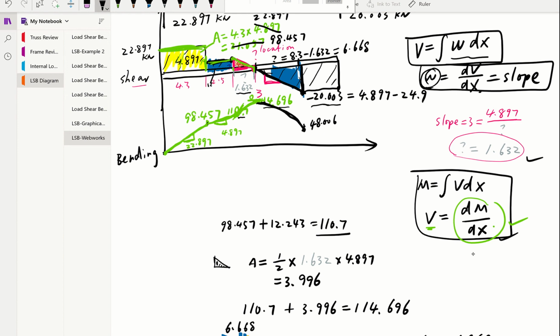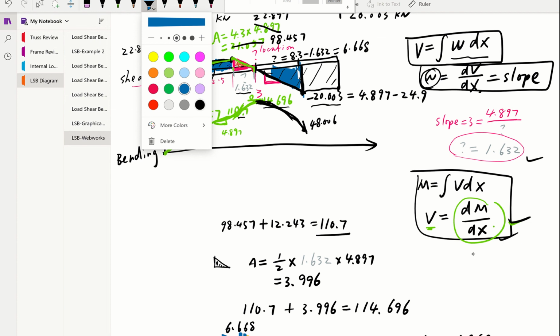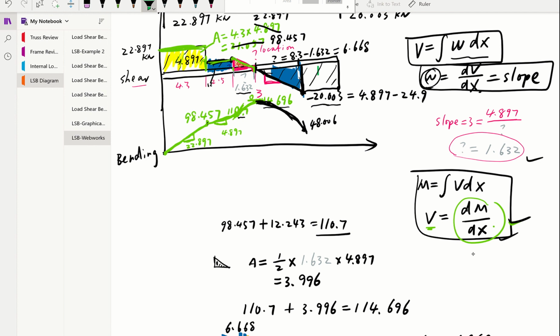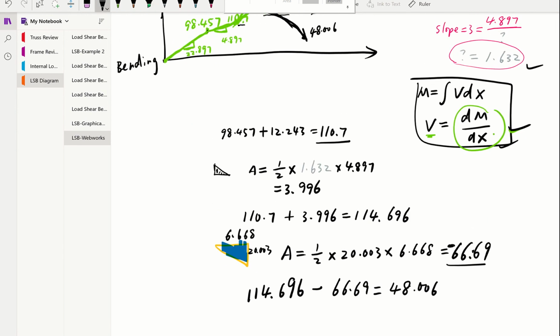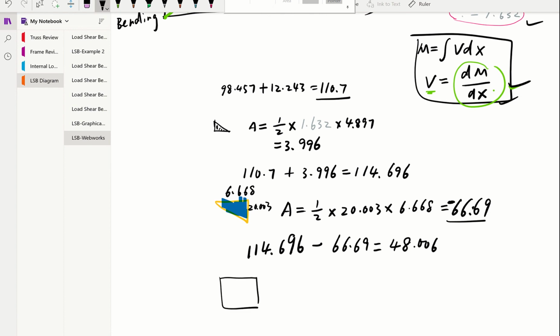Why? Because we're using this. Slope of the bending here is equal to shear, is equal to 0. Only when you curve this way, you get that to be 0. And here, the slope of the bending will be equal to the shear, which is negative 20.003. Everything lined up right. So the very last thing we needed to do is to integrate the last rectangle, which is here, right? All right, so we're going to come down over here.